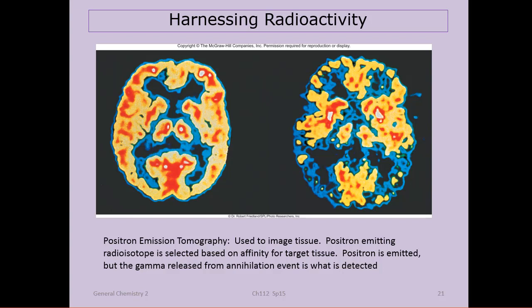So these are two different positron scans, or PET scans, of someone's head region. You can see on the left there's been a lot of activity going on in there that took up the positron emitting material. And on the right, the activity has slowed down or settled down, so there's been less uptake of the positron emitting material. And this is used basically to measure brain activity.